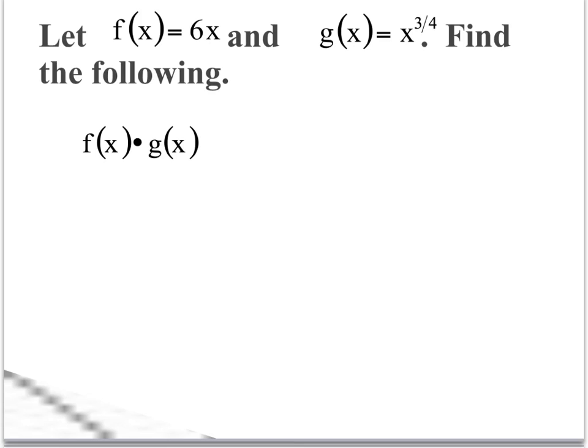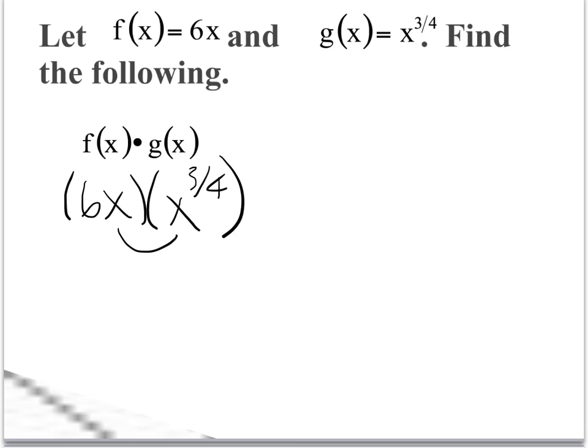Okay, so now this problem, the functions have changed, so make sure we notice that. It's now asking us to multiply as opposed to add or subtract. So we do the same thing. We plug them in with some parentheses, so 6x and x to the 3/4. And then we use all of our properties that we did the day before and last week to understand that I'm multiplying with the same base. So in that case, I need to add the exponents.